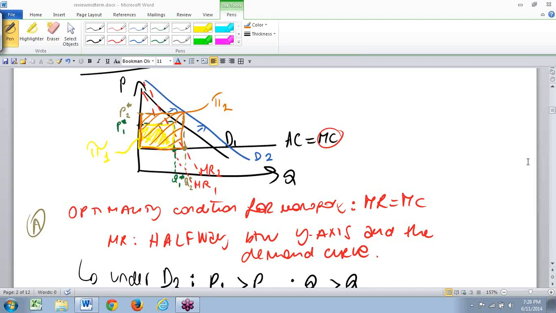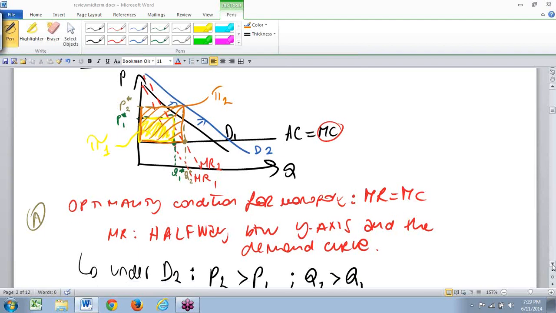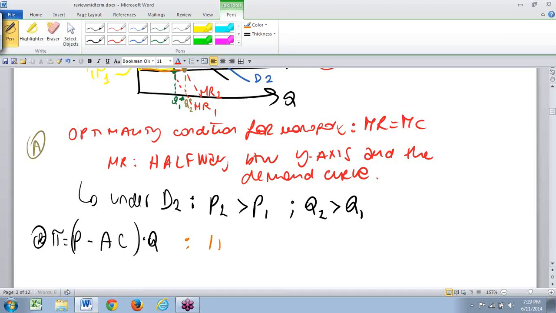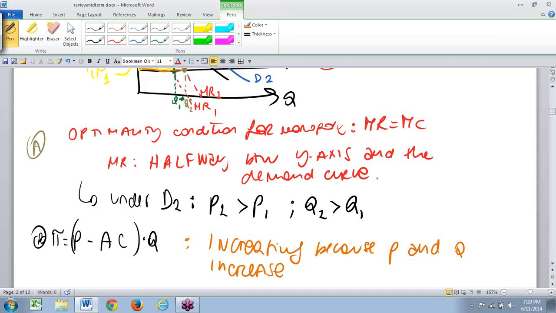Okay, so the answer to part B is that the economic profits are increasing. Why are they increasing? Because both price and quantity are increasing, and this means that the profits are also increasing. Okay? Questions?